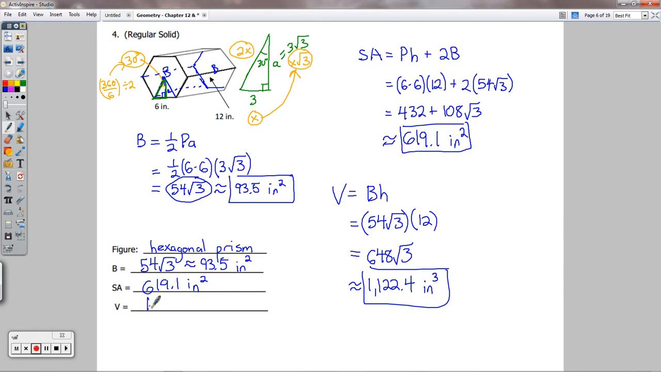So approximately 1,122.4 inches cubed. Number 5.